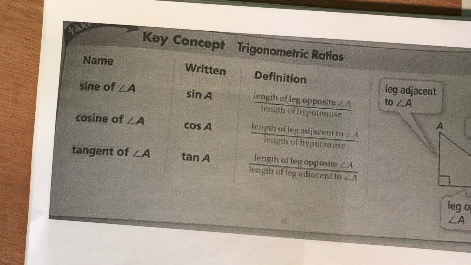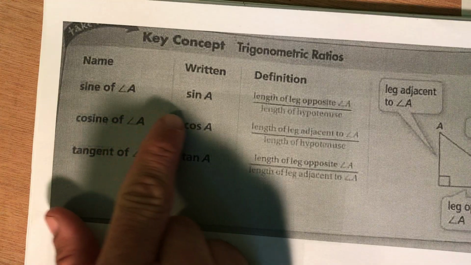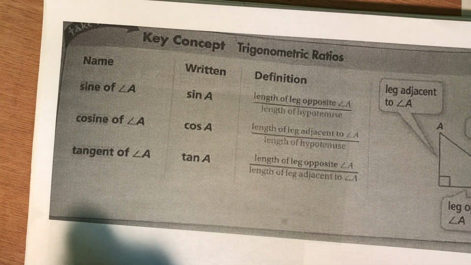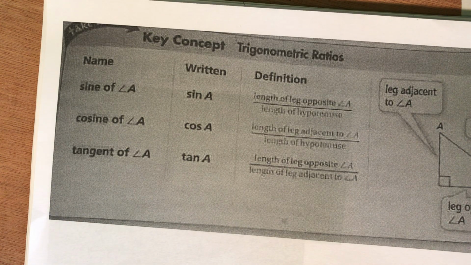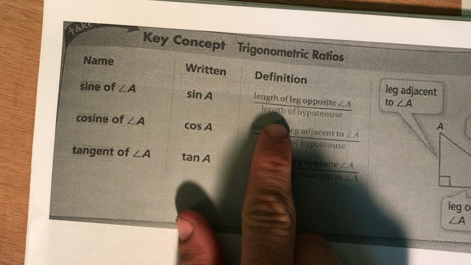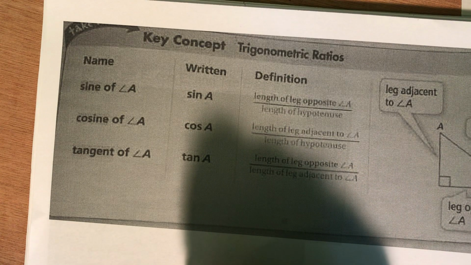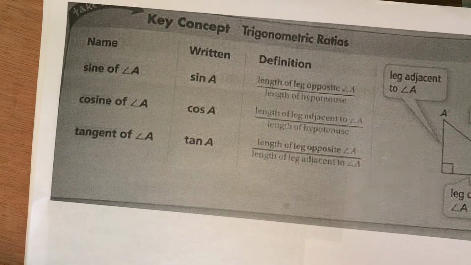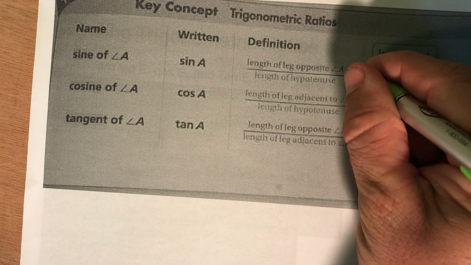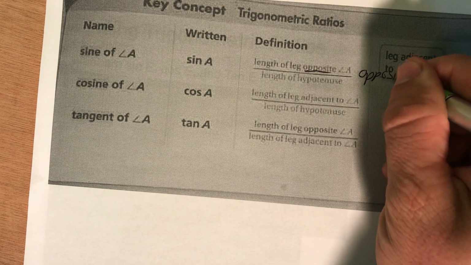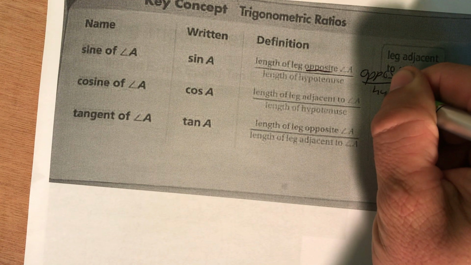We have the names of our trigonometry ratios. So you get sine of angle A, cosine of angle A, tangent of angle A. So the length for sine would be the length opposite of angle A. We usually call this opposite over hypotenuse, is how it's going to get explained to you guys a lot.